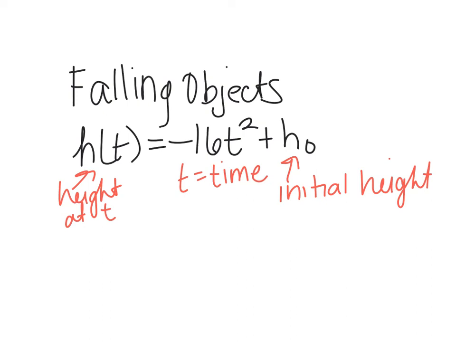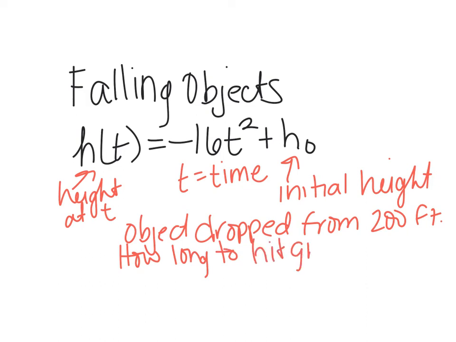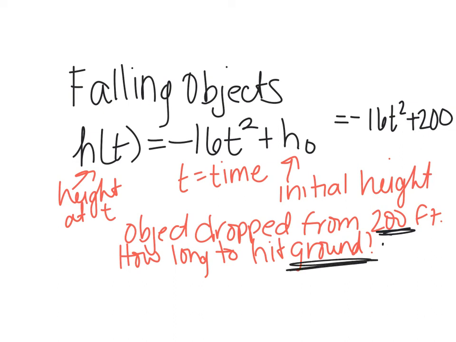So say we said we were going to drop an object from 200 feet. How long does it take to hit the ground? Well, our initial height here would be 200, so our formula becomes negative 16t squared plus 200. And what am I interested in equaling? Well, I want to know when it hits the ground. That's when h of t equals 0.